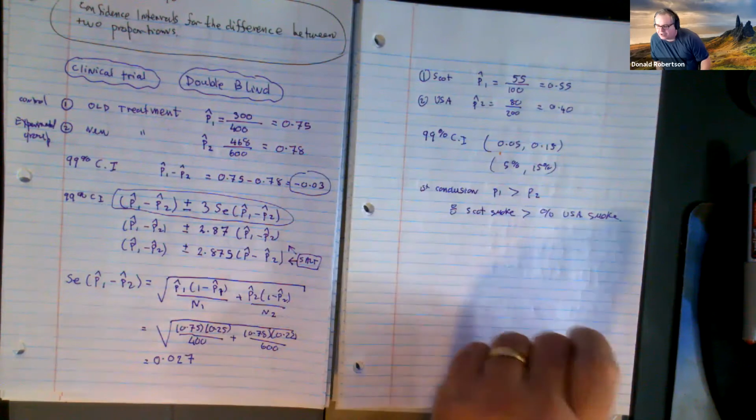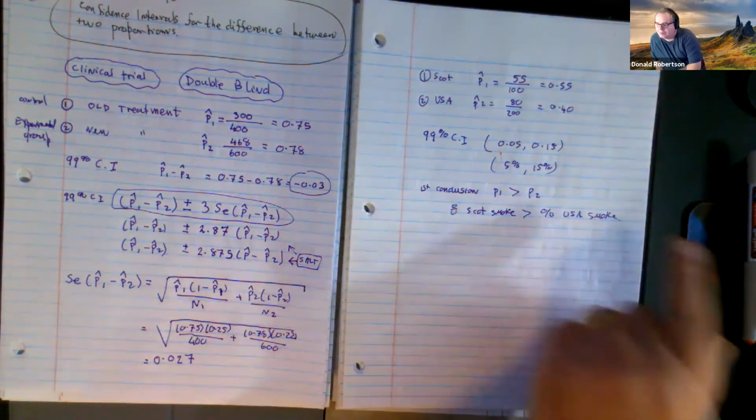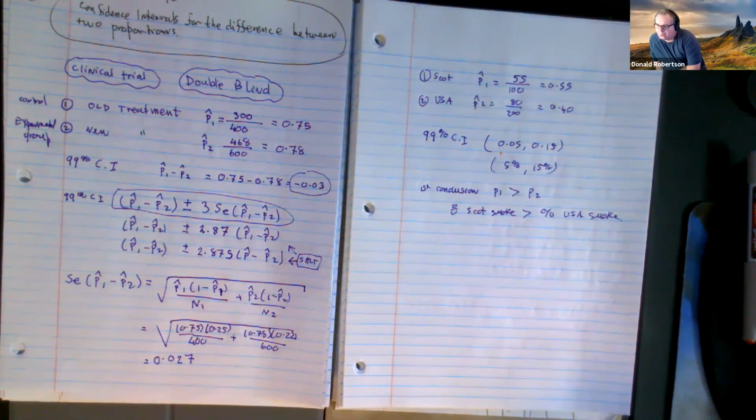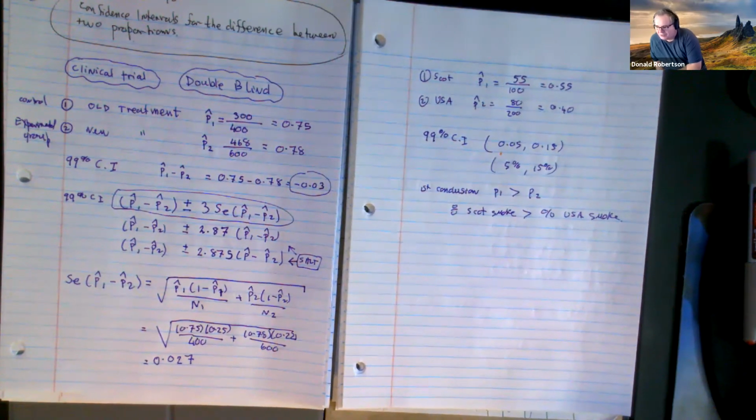What percentage of the time will I make this conclusion and end up being wrong? 1% of the time. Would you agree 1% of the time is not perfect, but it's pretty good, right? Statistics is never about perfect. It's about pretty good, right? We can do only so much, right? Because we're only working with limited information.